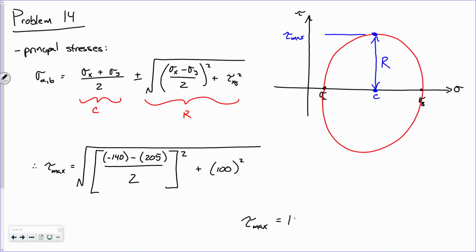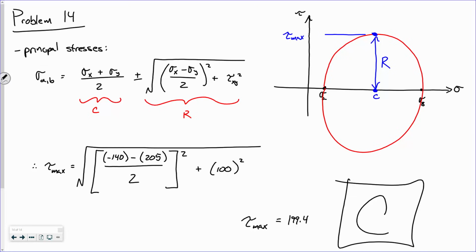199. And that is statics, dynamics, and mechanics of materials in one night.